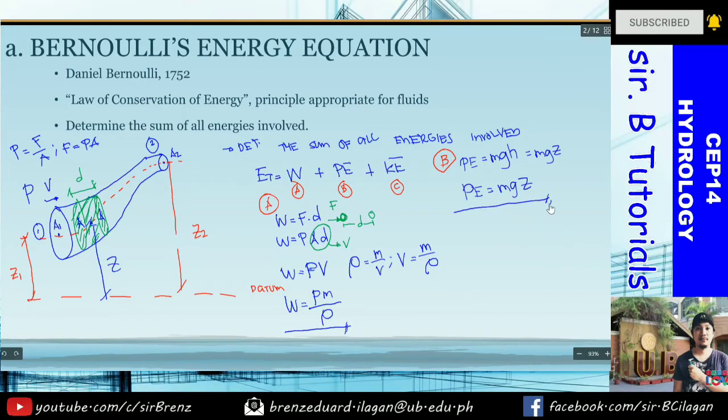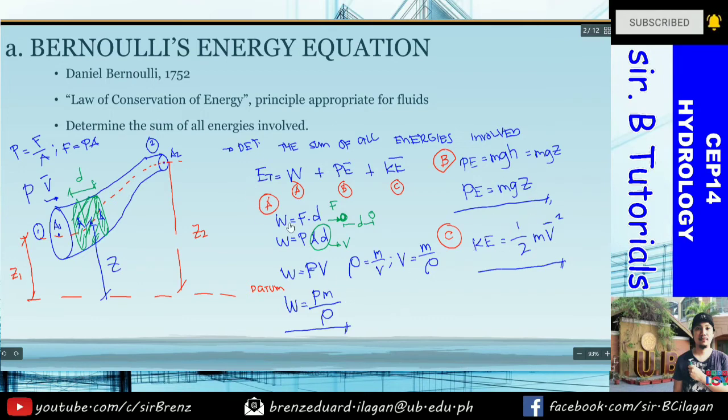Okay? And for C, or for the kinetic energy, it will have an equation. What is our equation for kinetic energy? It is KE is equal to 1/2 times the mass times the velocity squared. So let's just put a bar here to distinguish the velocity and the volume, because they have the same symbol. One is a small letter v and the other is a capital letter.